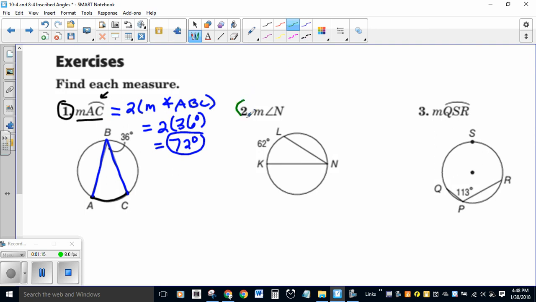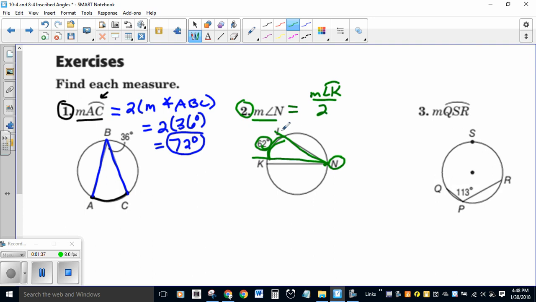For number 2, it asks us to find the measure of angle N. Here's N. That means the vertex is N. So the angle is this direction here. The part of the circle that it intersects is this part right here, which is 62 degrees. And it says that the angle is equal to half the intersected arc.